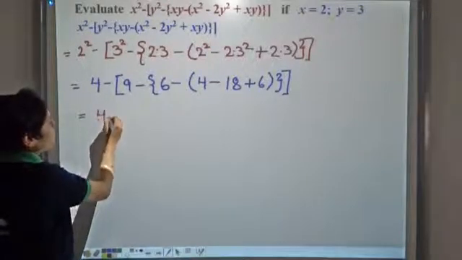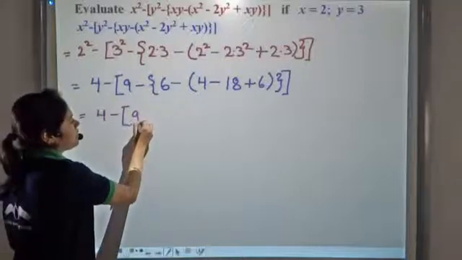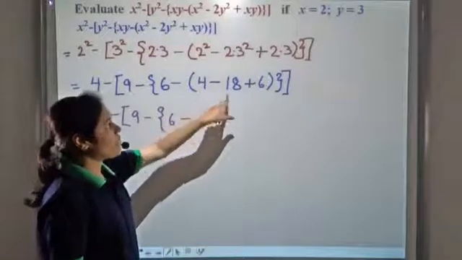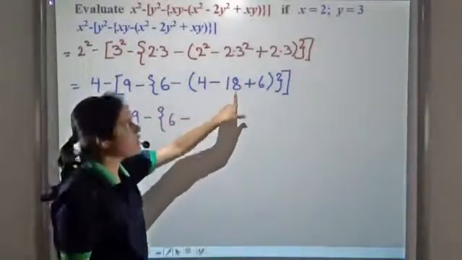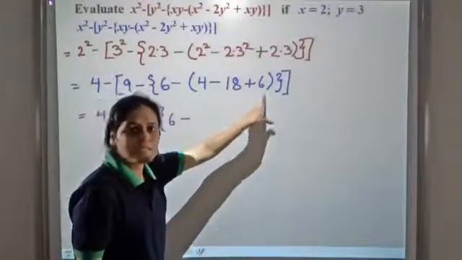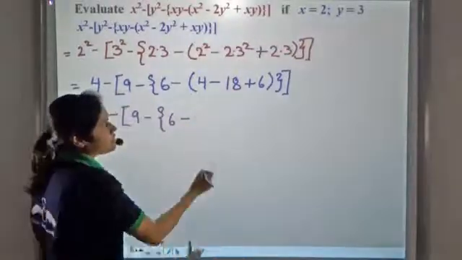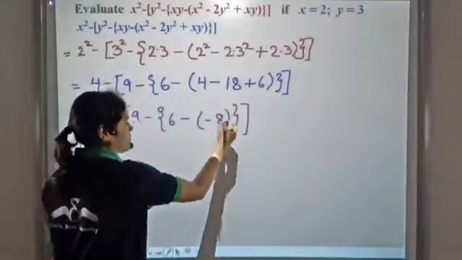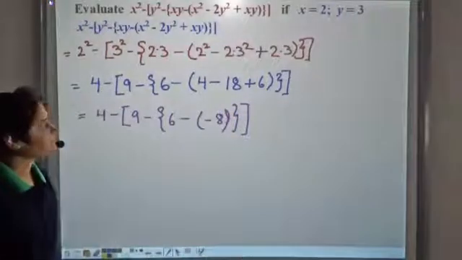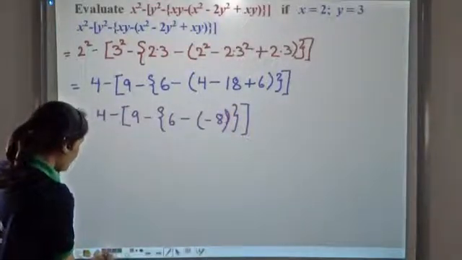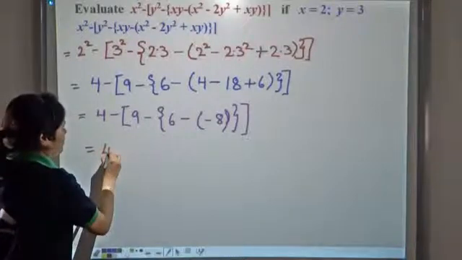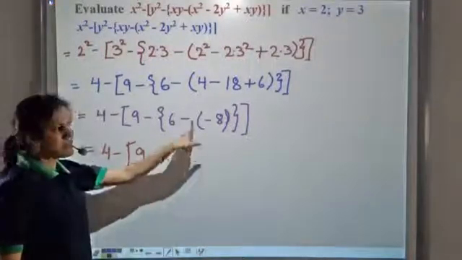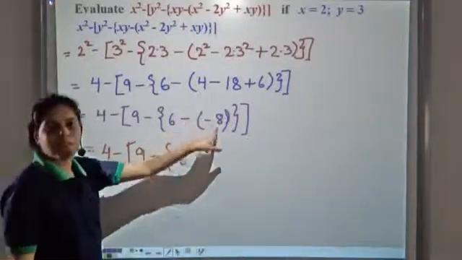So we get 4 minus 9 minus 6 minus 4 minus 18 is negative 14. Negative 14 plus 6 is negative 8. So we have a negative 8 here. Now what do we have? In the next step, we open this bracket. So minus 8.